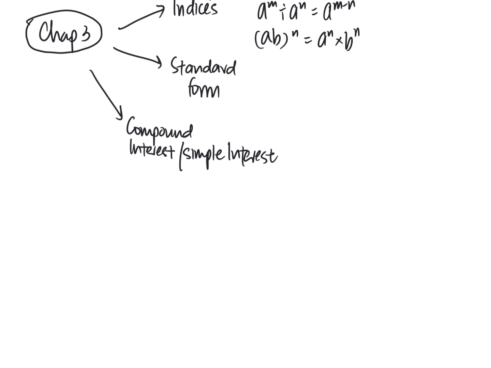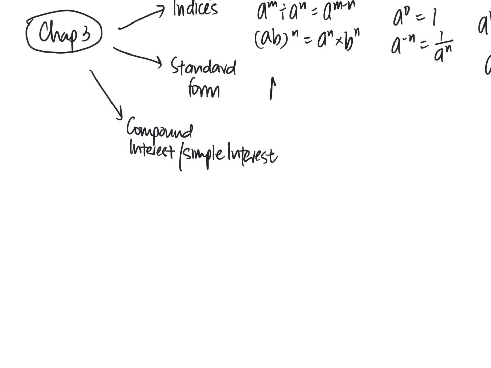Then we also have fractional power. A to the power of 0 is 1. A to the power of negative n, you can change. And then we also have power fraction, and then this means raised to power m. And then the very last one is when you have two same bases equal together, the power must be the same. So this is the solving part.